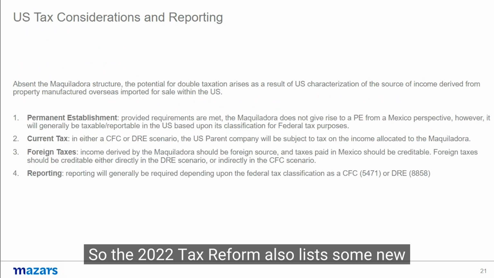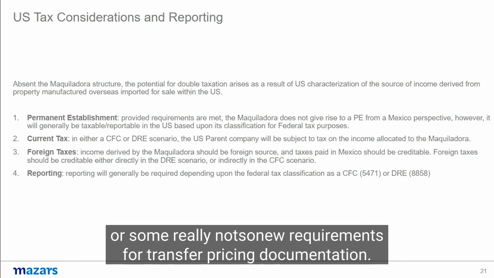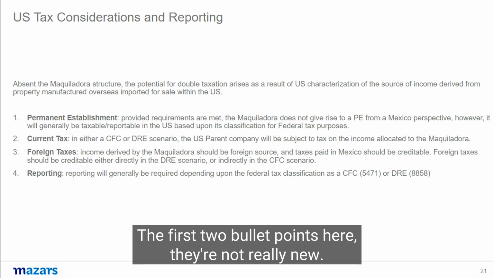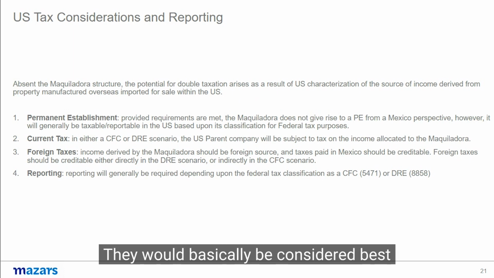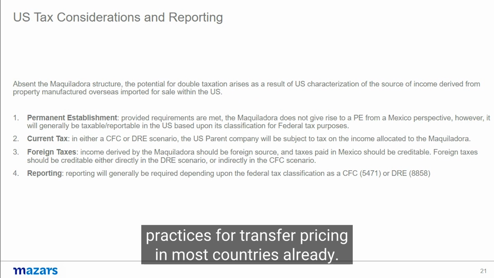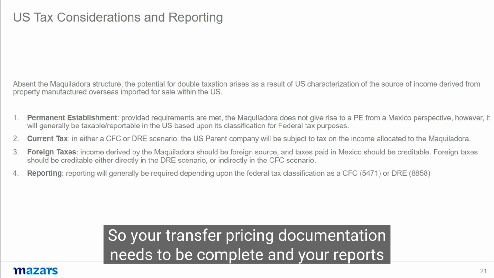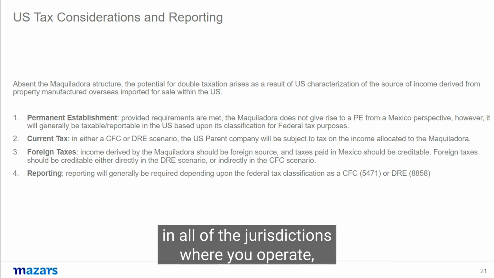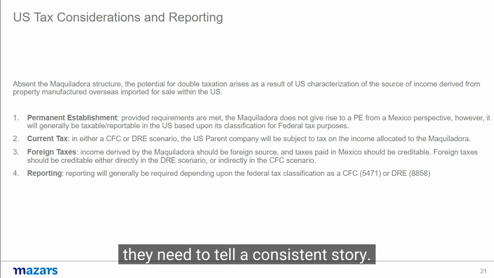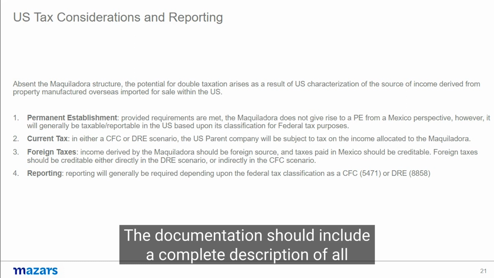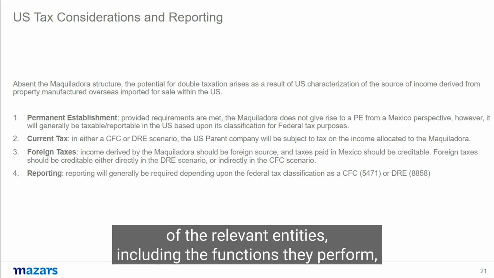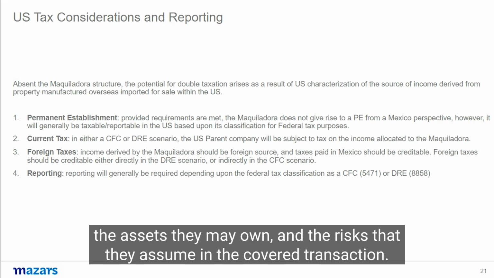So the 2022 tax reform also lists some new, or some really not so new, requirements for transfer pricing documentation. The first two bullet points here are not really new. They would basically be considered best practices for transfer pricing in most countries already. So your transfer pricing documentation needs to be complete, and your reports in all of the jurisdictions where you operate need to tell a consistent story. The documentation should include a complete description of all of the relevant entities, including the functions they perform, the assets they may own, and the risks that they assume in the covered transaction.